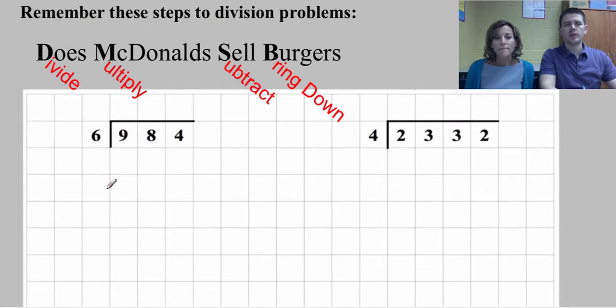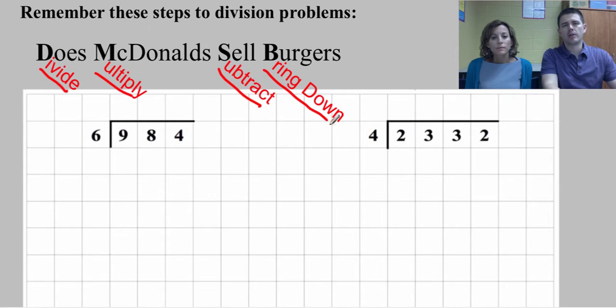All right, let's go ahead and do some dividing now. There are kind of 4 steps in our process for traditional division. We call it divide, multiply, subtract, and then bring down. And then we're just going to kind of repeat those steps over and over. So a handy way to remember it is the saying, does McDonald's sell burgers? DMSB for each of the 4 steps in the division problem. But jot those down in your notes, and then let's go ahead and try these first couple of examples.